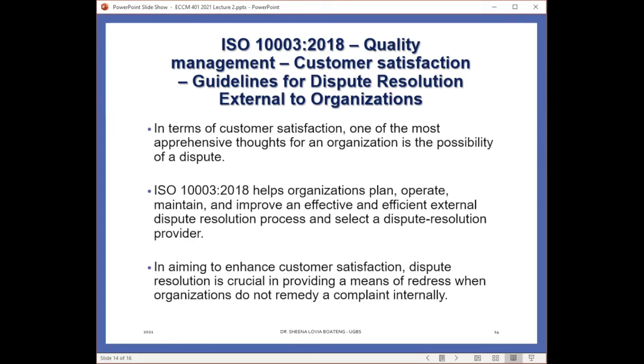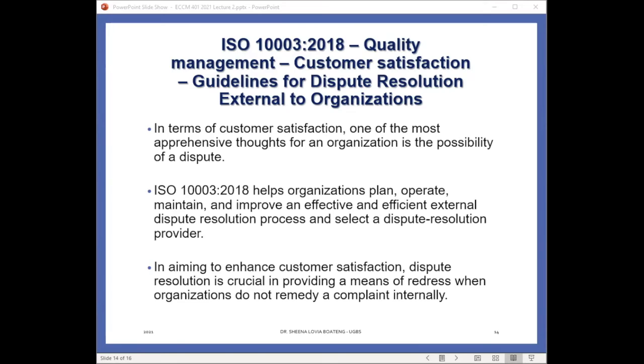So the ISO 10003/2018 helps organizations to plan, operate, maintain, and improve an effective and efficient external dispute resolution process, and to select a dispute resolution provider, which in this case could be a lawyer, because some customers take their dispute as far as the law courts, depending on how dissatisfied they are and how far they want to take their dissatisfaction.